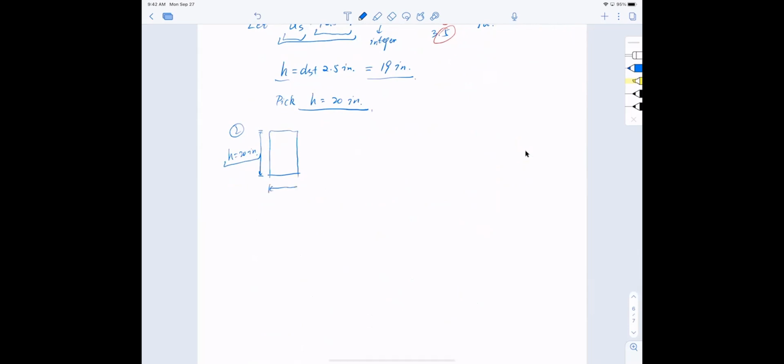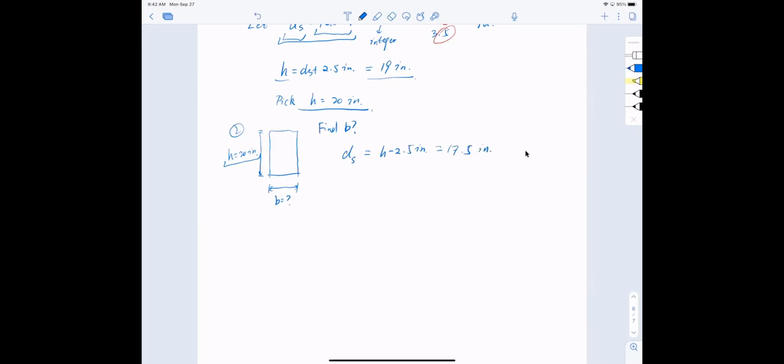I have to redefine or recalculate my width. So this is the second step, find b. This is a more iterative process. You see a lot of iterative processes in concrete design. So with that, ds for a singly reinforced section has to be h minus 2.5 inches. We know that. And for 20, this is 17.5 inches.